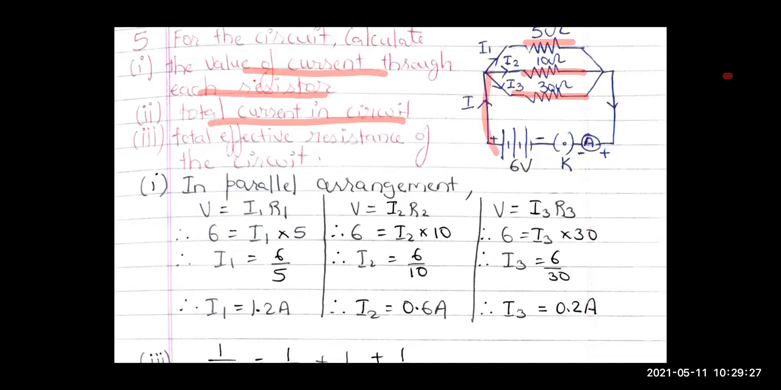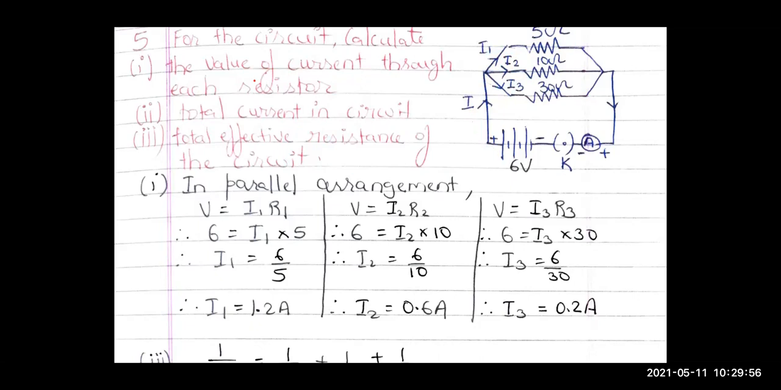So suppose your current I is flowing, this I will be divided into I1, I2, I3. So you have to find the values of I1, I2, I3, and then add them all, so you'll get the value of I, right, beta? And the third thing you have to find is the total effective resistance. Total effective resistance is simple. As you can see, they are connected in parallel, so we'll simply apply the formula for parallel and we'll get it, right?